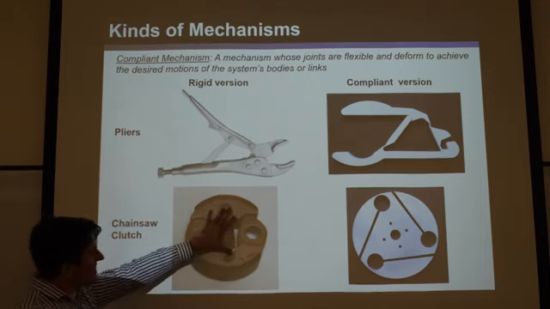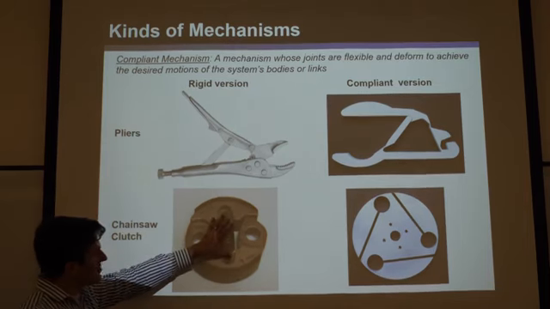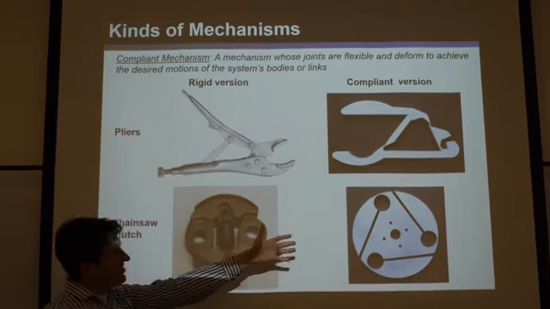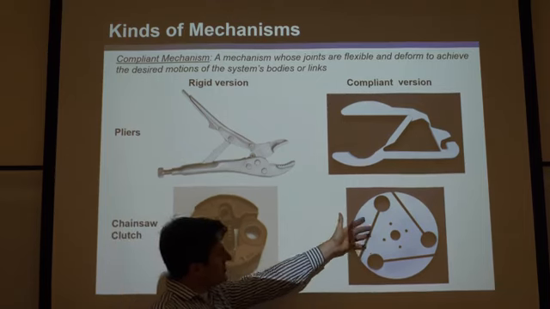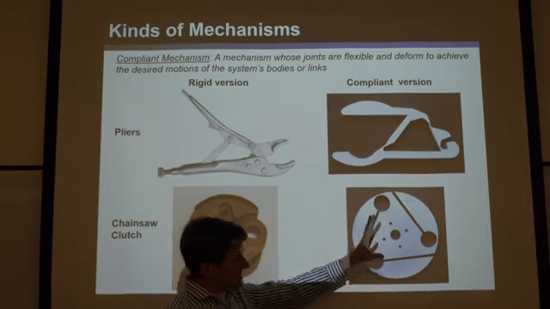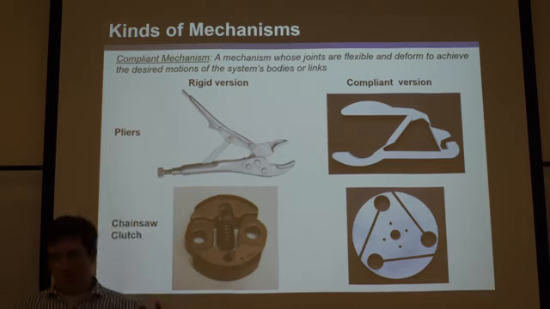So this is a chainsaw clutch. It's made of 3 different parts with a spring put inside. And Larry Howell, also at BYU, just said, well, hey, let's replace it with a single piece that does the exact same thing. And so you can really put a lot of companies out of business with compliant mechanisms.